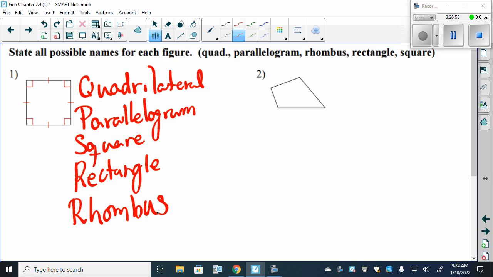How about number 2? Yes, because we can see that it does have 4 sides. Now we're not told about the length of any sides or the angles or if any of the sides are parallel. So the only thing we can say for certain is that it's a quadrilateral. If it does not fit any of the other categories, this is all we can name it. Questions on this here?